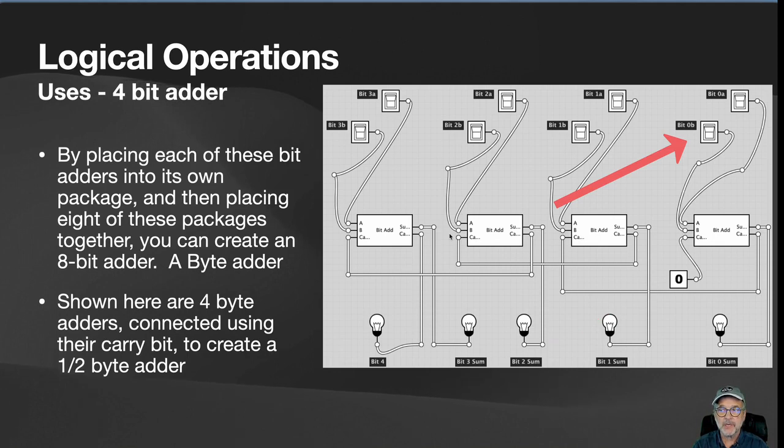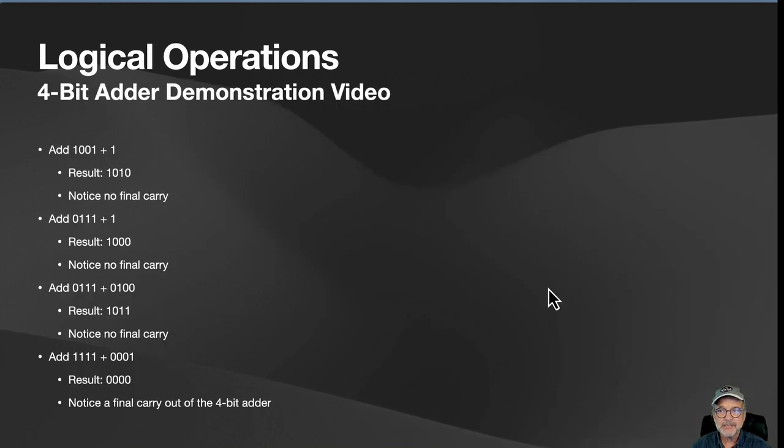If those are both 1s, it will then send the carry to the second bit adder. If that one creates a carry, it'll go to the third bit adder. If that creates a carry, it goes to the fourth bit adder. So let's actually take a look at this and see how this actually works in a simulator.